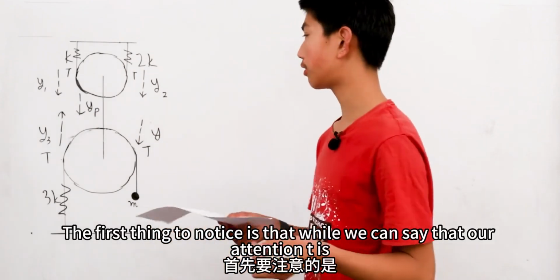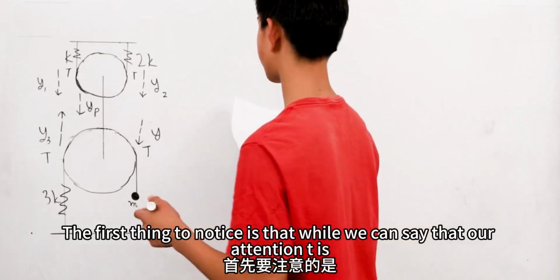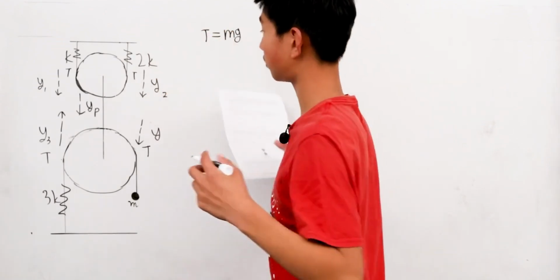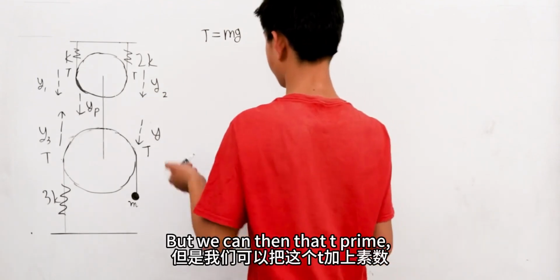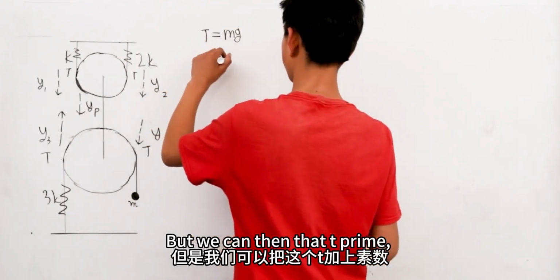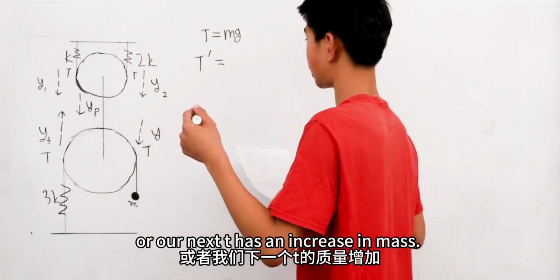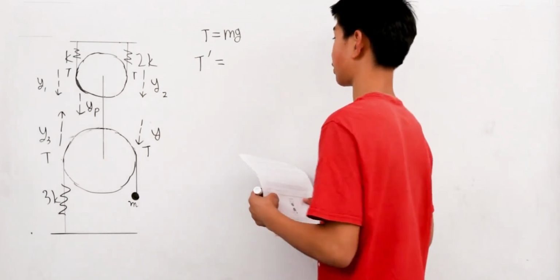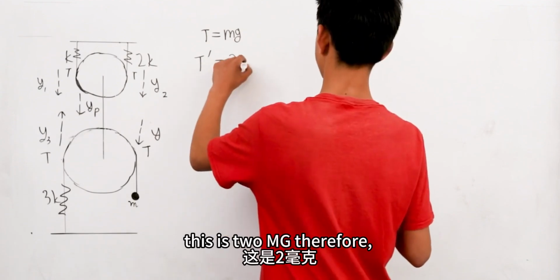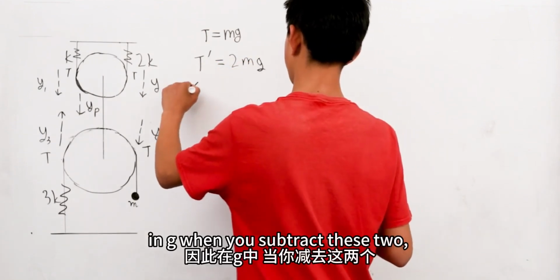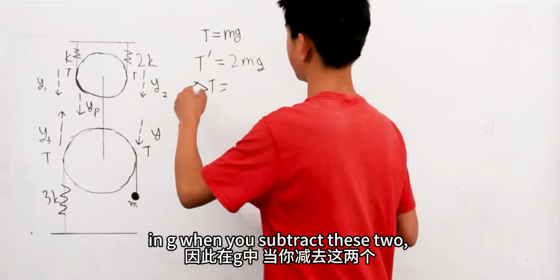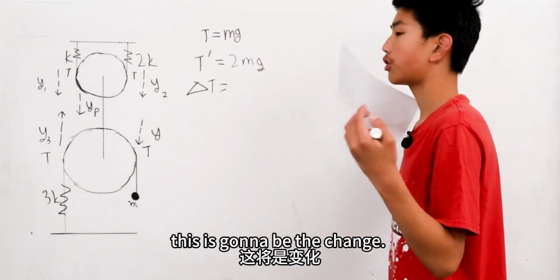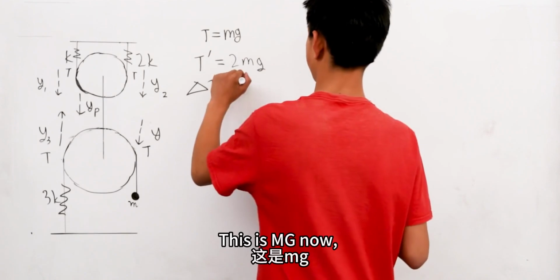So the first thing to notice is that we can say that our tension T is equal to mg, mass times gravity. But then T prime, or our next T, has an increase in mass since it is 2 times the mass. So this is 2mg. Therefore, when you subtract these two, this is going to be the change. This is mg.